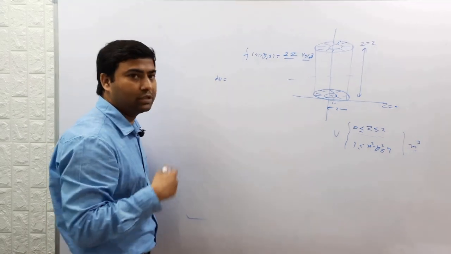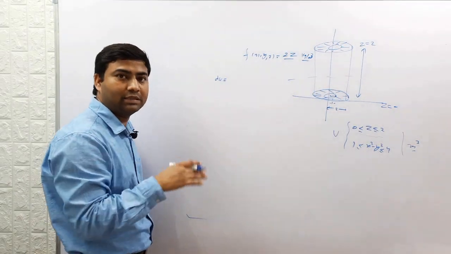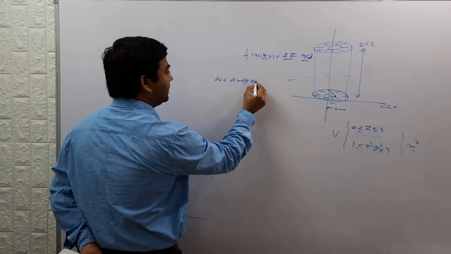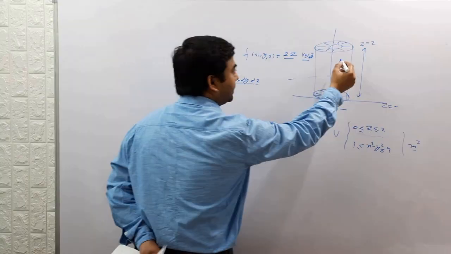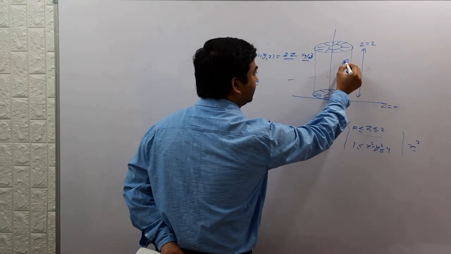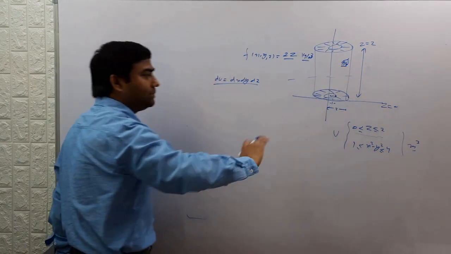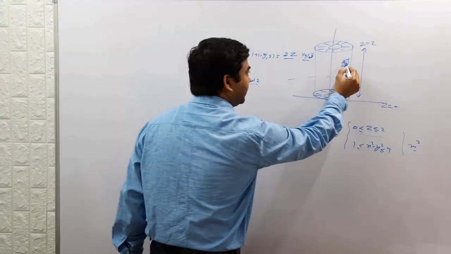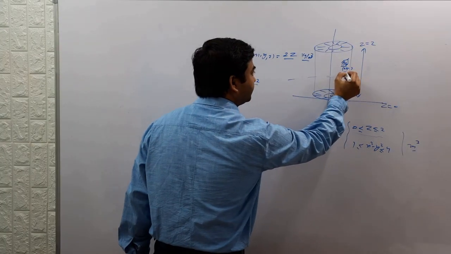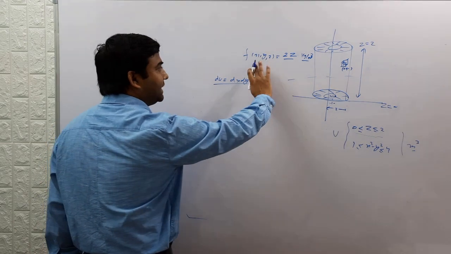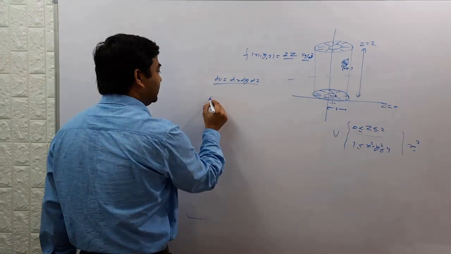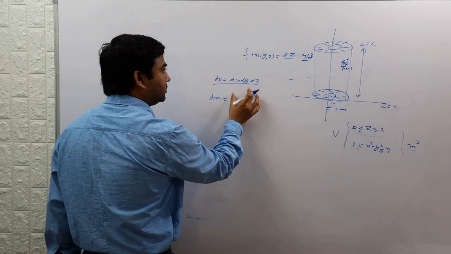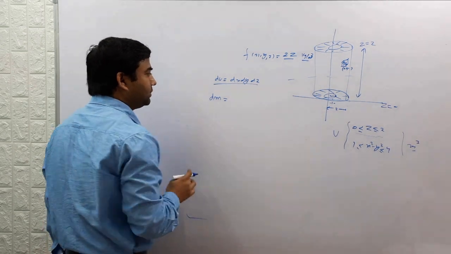We will not discuss all those things again which we have discussed in the spherical problem. dV is equal to dx dy dz here. A small cuboid element with dx dy dz dimensions at point (x, y, z). At this point the density is 2z, so dm is equal to density into volume.